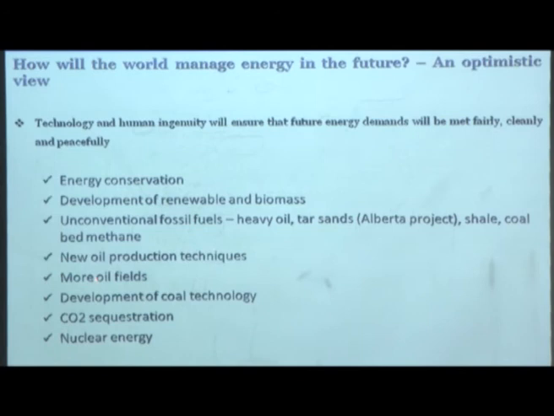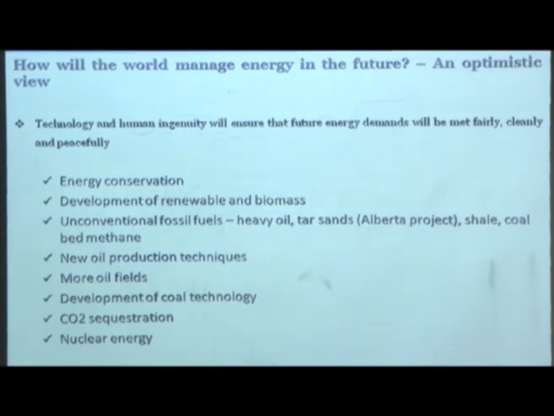More oil fields have to be explored if we have to meet our energy demand. We have to develop coal technology. Coal is available in the world easily for 150-200 years. In India, we have enough coal for 200 years. So if we can develop coal for meeting our energy demand, clean coal technologies will also be very important for the future. CO2 sequestration.